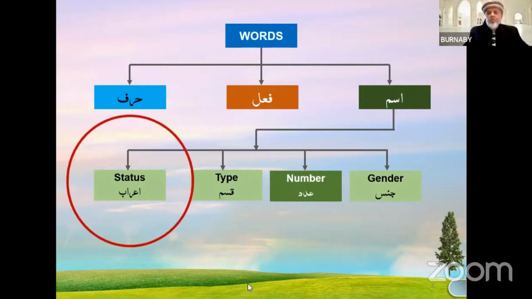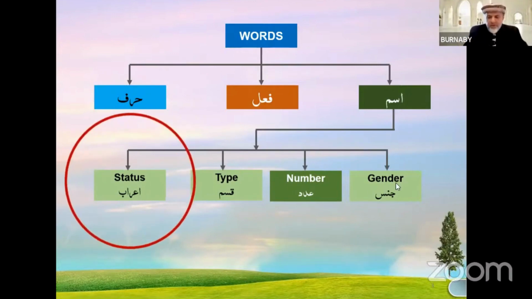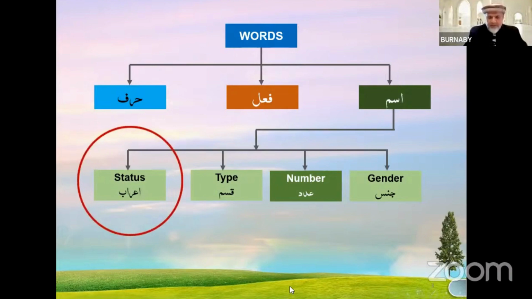Okay, so we learned a lot about gender. We did learn a lot about number. And today I'm going to skip the type for now, and we will jump to status. Are we good with that?